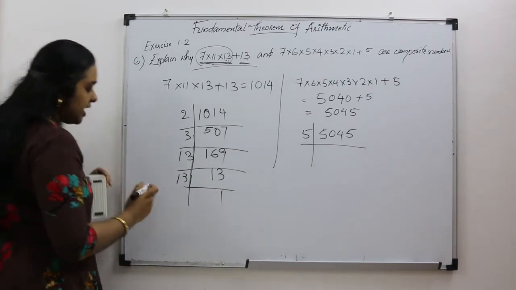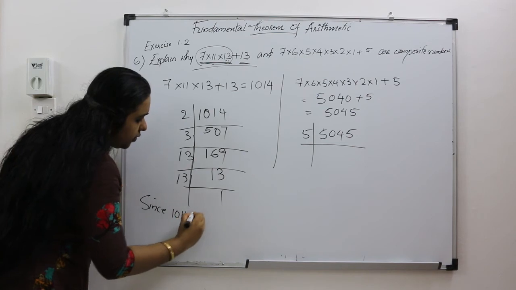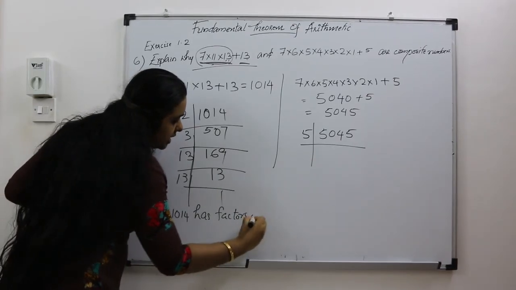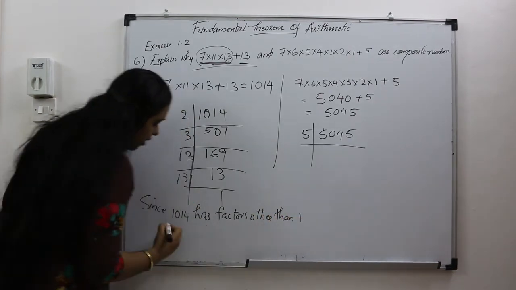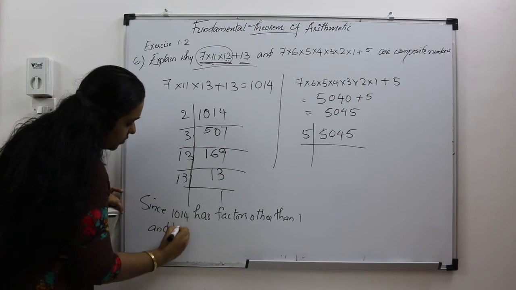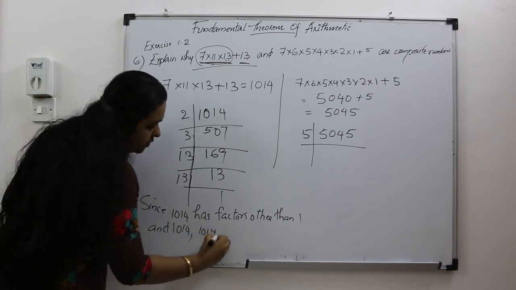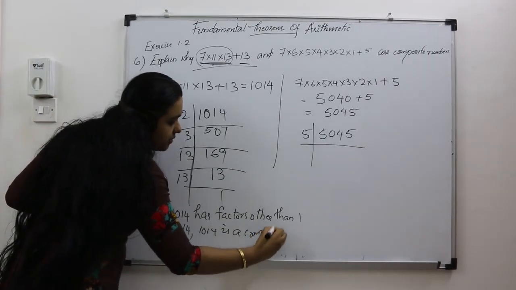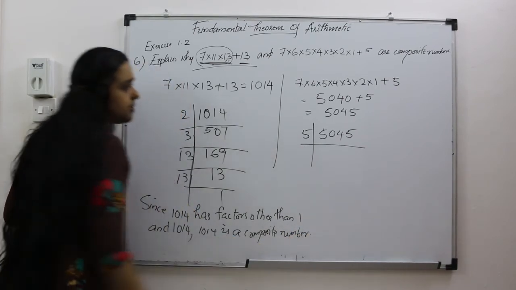So what we have to write? Since 1014 has factors other than 1 and 1014, 1014 is a composite number.